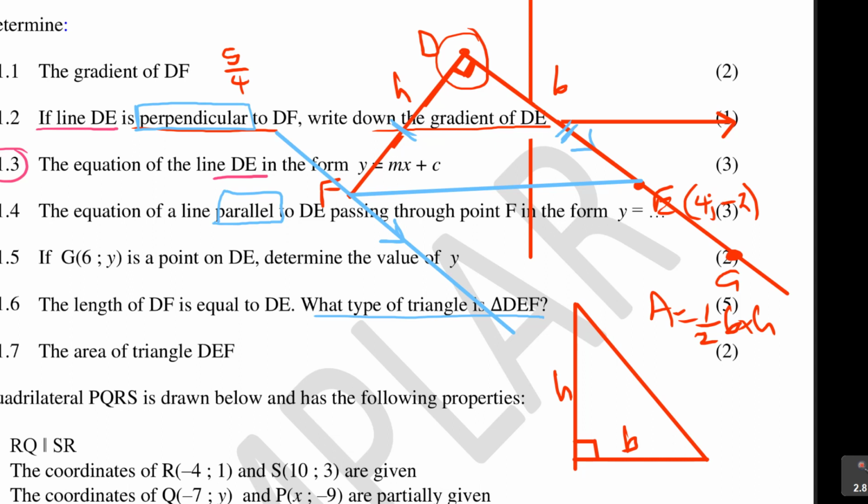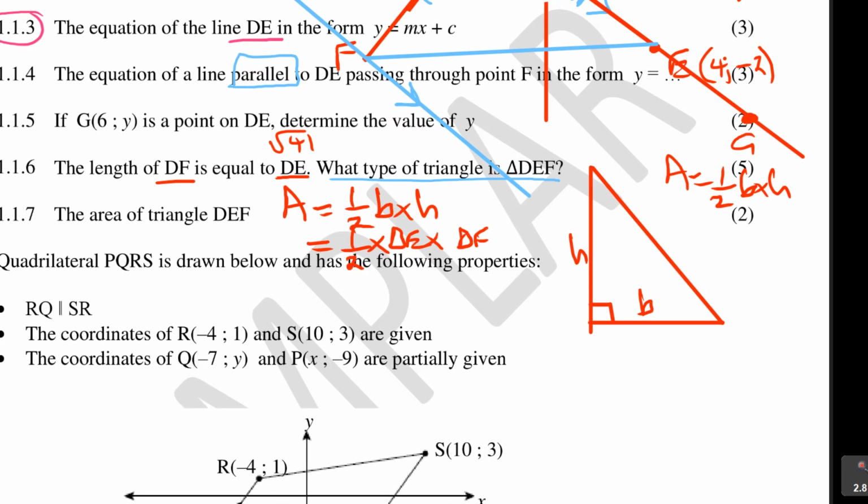Are you with me? And then they told us, so here, let me write, area is half base times height, which is equal to half times, what is the base? The base is DE times the height DF. But remember, DE is equal to DF, which was the square root of 41. So you can move on to say equal to 1 over 2 times square root of 41 times square root of 41.